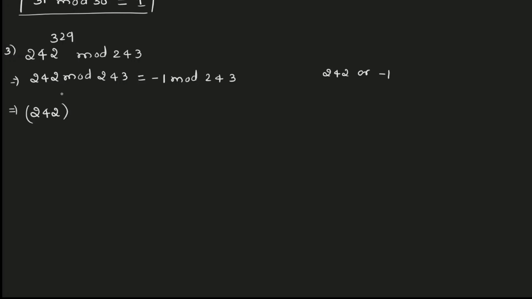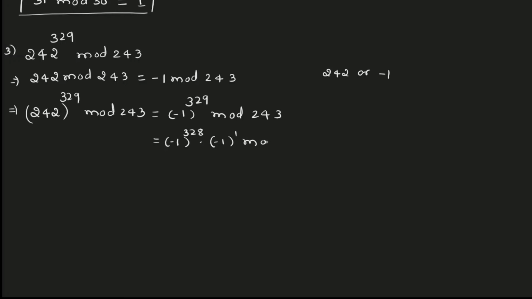Then what it implies? 242 raised to 329 mod 243 can be written as minus 1 raised to 329 mod 243. Since minus 1 raised to an even term becomes plus 1, and an odd term becomes minus 1, you can use this, or else you can split it up. Minus 1 raised to 328 into minus 1 raised to 1 mod 243. Even power is plus 1, into minus 1, again minus 1. So you will get minus 1 mod 243.